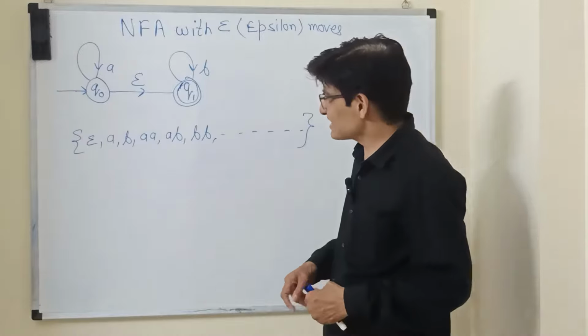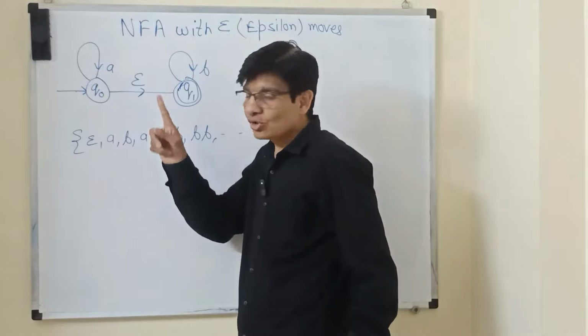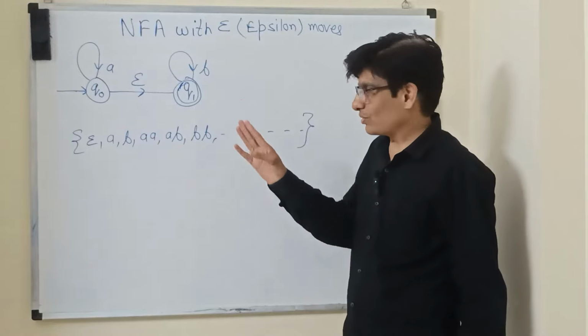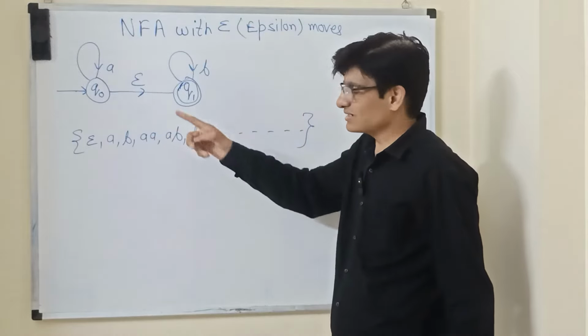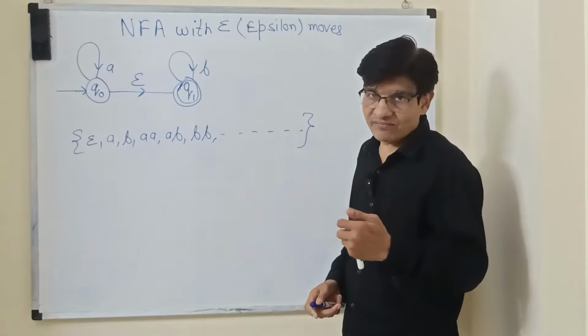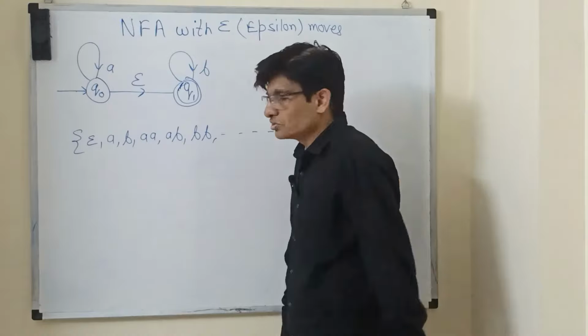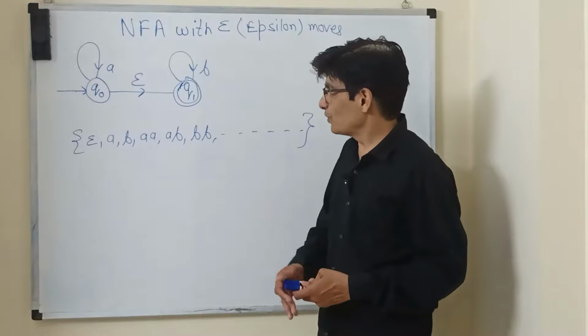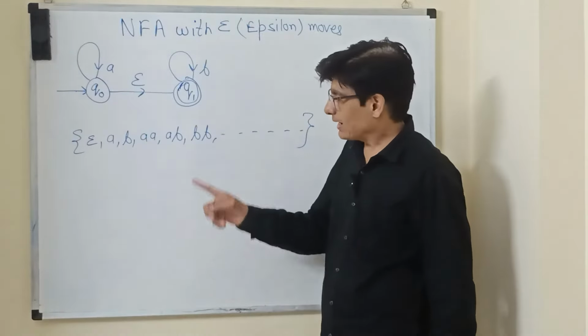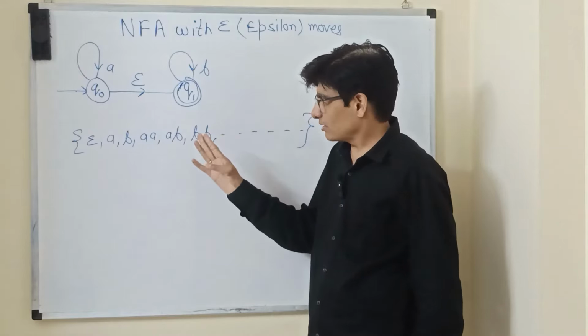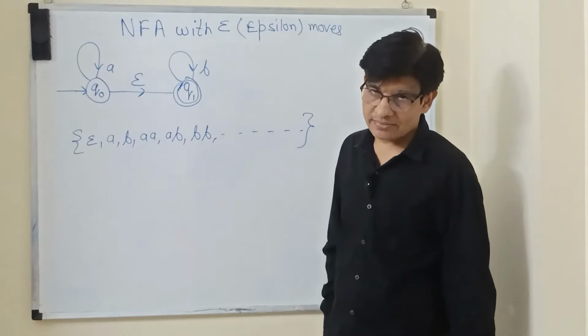And now this epsilon transition can be removed from this machine, and we can convert this into an equivalent NFA without epsilon move. So now we will discuss the process of removing this epsilon transition, and then we can convert it to an NFA without epsilon move.